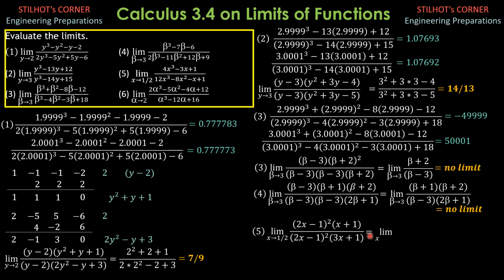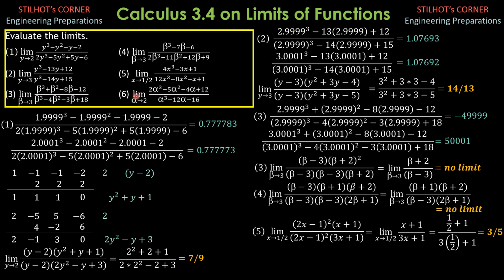So we can cancel this and it reduces to the limit as x approaches 1/2 of x plus 1 over 3x plus 1. Since both the numerator and the denominator do not approach 0 anymore when x approaches 1/2, we substitute 1/2 for x. 1/2 plus 1 is 3/2 over 3 times 1/2 plus 1. 3/2 plus 1 is 5/2. So 3 over 2 over 5 over 2, cancel 2, so 3 over 5. So the value of the limit is 3/5 or 0.6.